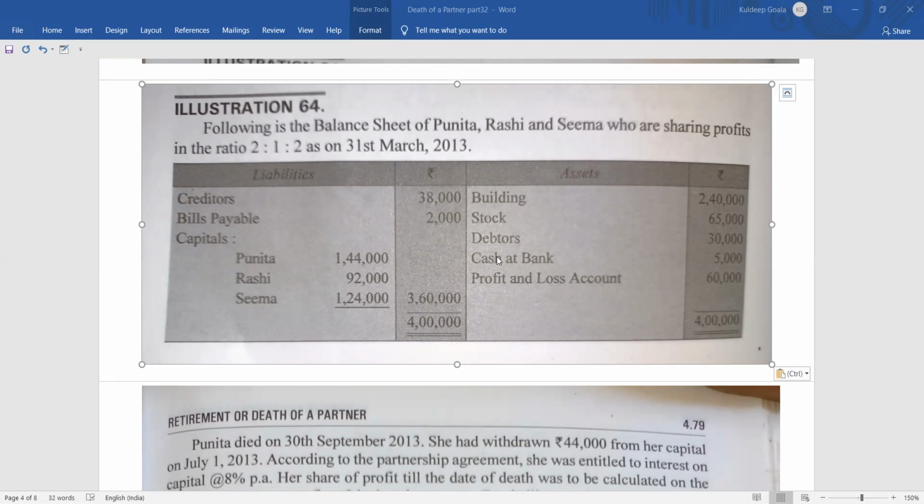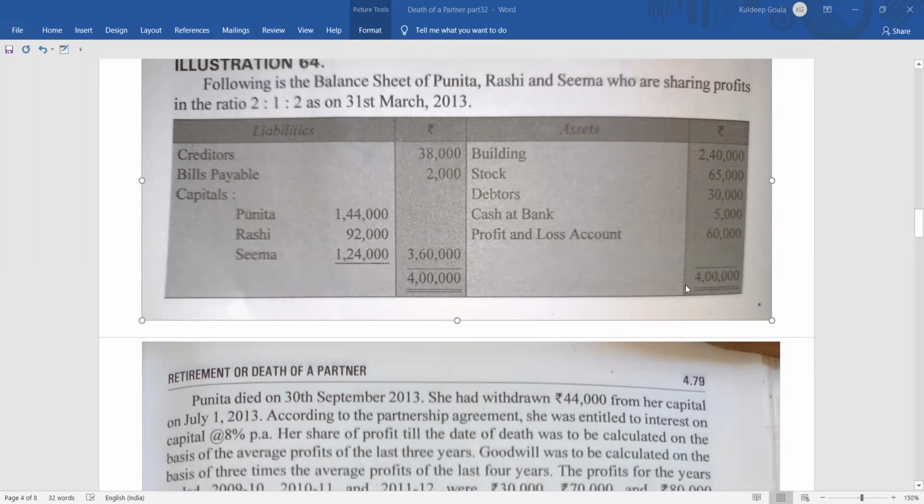From the balance sheet, we have to ascertain the accumulated loss or profit that is going to be transferred to the capital account. Only the profit and loss account is there, 60,000. After that, Punita died. Punita has a share of 2/5. Remember that Punita died on 30th September 2013, and our year ending is 31st March.